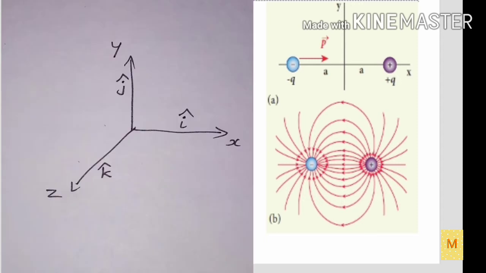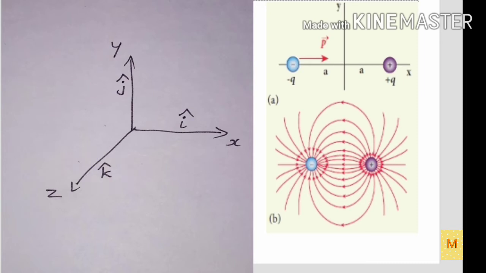Usually, the position vector of any point along the x-axis is represented with unit vector i cap. Similarly, for the y-axis, the position vector of any point is represented with a unit vector j cap. If the point is lying along the z-axis, the position vector of the point is represented with a unit vector k cap. So, for the x-axis, the unit vector is i cap. For the y-axis, the unit vector is j cap. For the z-axis, the unit vector is k cap.